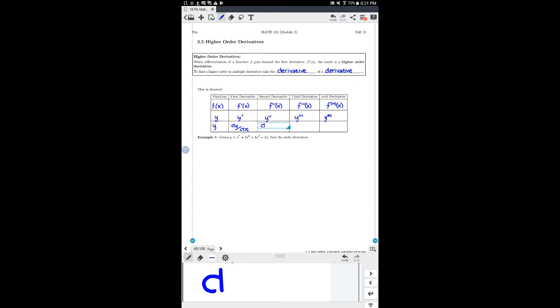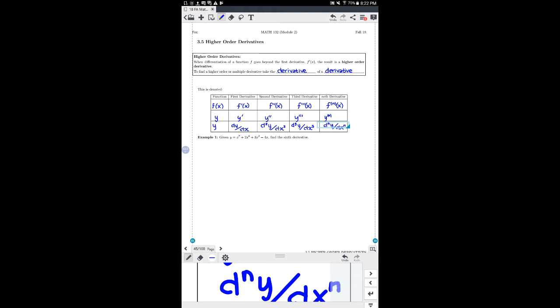And the second derivative would be written d squared y over dx squared. It means the second derivative of y with respect to x twice. So same thing with the third derivative, d cubed y over dx cubed means with respect to x 3 times. And with any derivative, we would have d to the n y over dx to the n. Just some crazy notation, which we'll use a bit later when we do implicit differentiation.